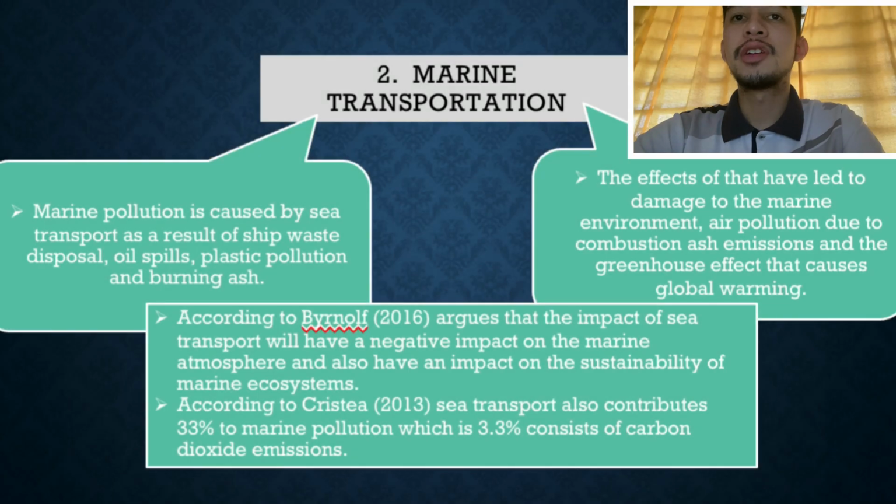The second is marine transportation. Marine pollution is caused by sea transport as a result of the disposal of ship waste such as oil spill, plastic disposal, the use of electricity such as air conditioning, and burning ash. The impact has led to damage to the marine environment as a result of oil spill and air pollution caused by the release of combustion ash. Uncontrolled release of carbon dioxide can result in the occurrence of greenhouse effect or global warming.